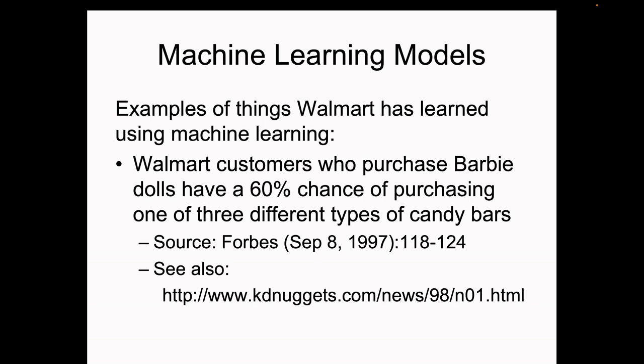It's something that has made Walmart the behemoth company that it is, and so profitable and so successful. Walmart uses machine learning all the time. They collect all sorts of data, and they use it to make practical decisions about what they're going to put in their stores and where. So for instance, Walmart has discovered, and this is true, that customers who purchase Barbie dolls have a 60% chance of purchasing one of 3 different types of candy bars, and I didn't list the types of candy bars there. Walmart uses this information to place those candy bars near the Barbie dolls. Maybe they don't in this particular instance, but there's many other instances where they do that.